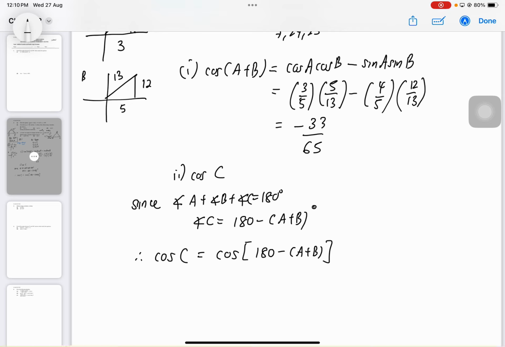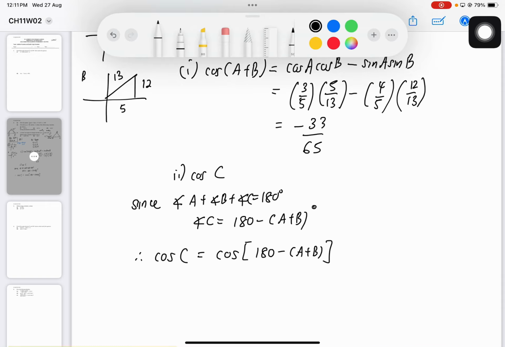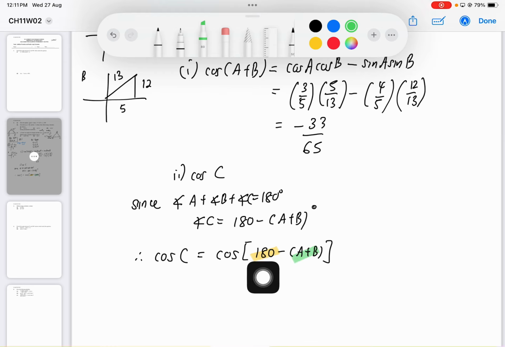Question so far? I'm substituting angle C inside here. Okay? Okay, any questions? No questions, huh? Now, what I want you to see is, do you see your addition formula here? Okay, what do I mean by this? I'm going to highlight 180. I'm also going to highlight A plus B. Do you see this as addition formula of cos A minus B in green?